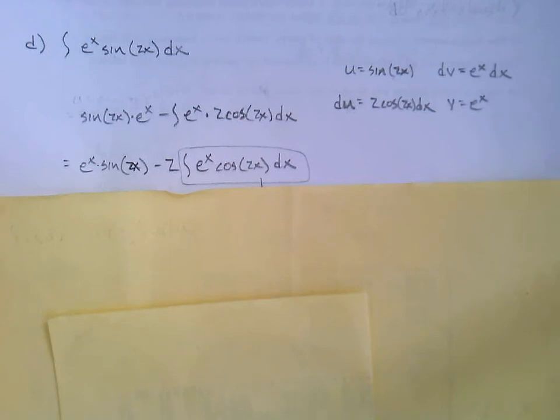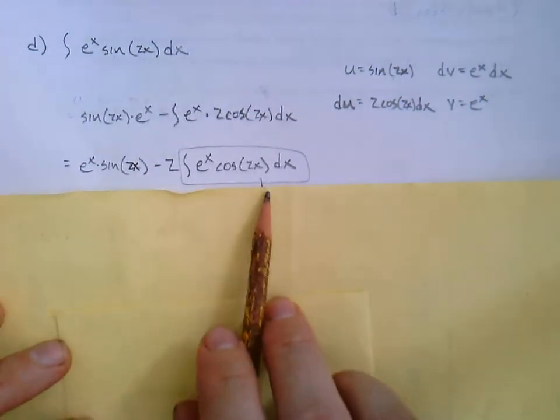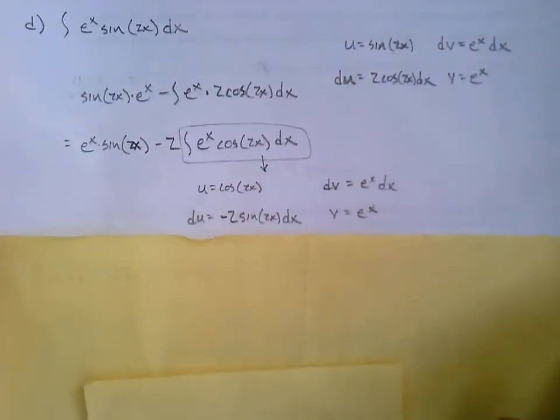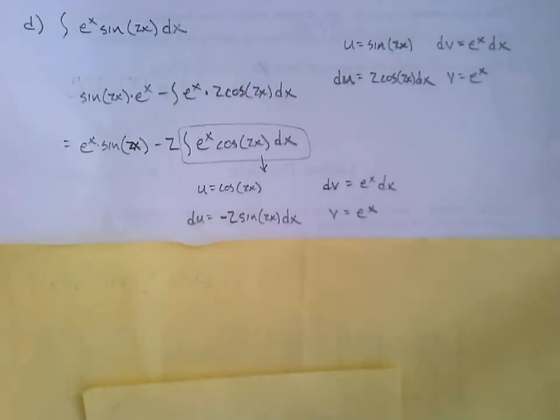It didn't get harder, but it didn't get easier. Okay, well, let's keep going and just see how this plays out. So you see I've circled the new integral. What's going to happen? So we're going to have to do integration by parts again. And we're going to be consistent with the way that we did it the first time.